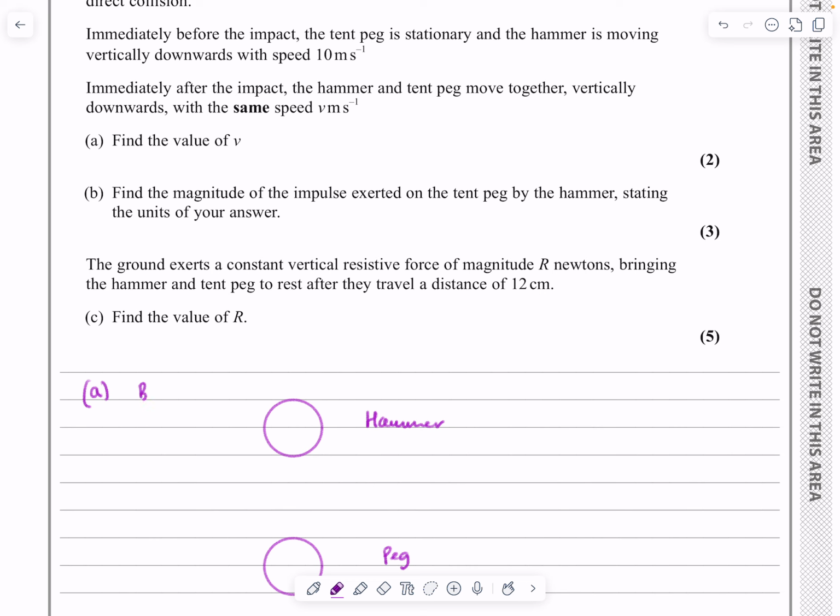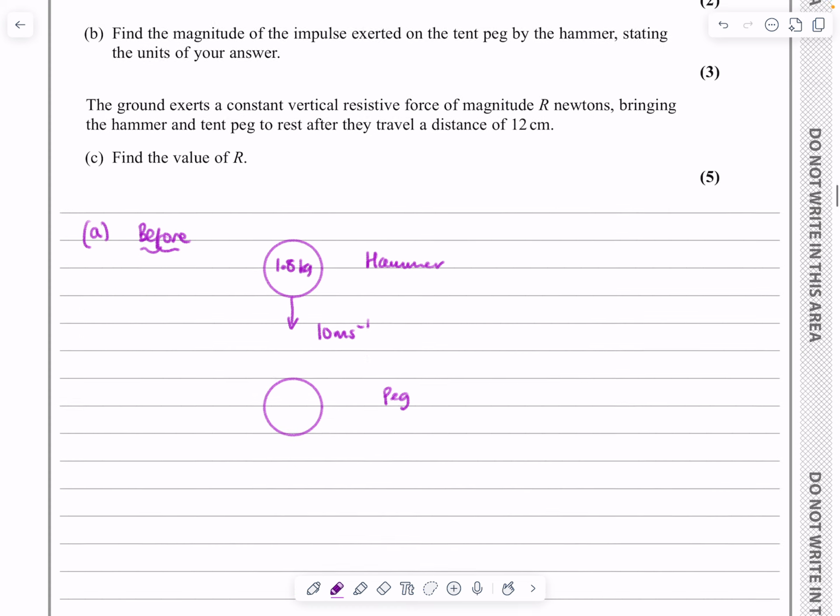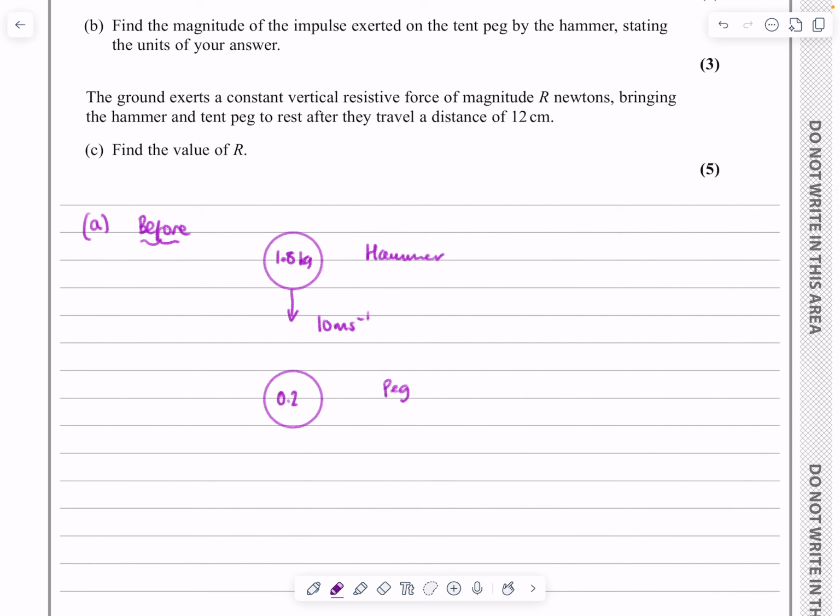Beforehand, the hammer is moving at 10 meters per second, and it weighs 1.8 kilograms, and the peg, which weighs 0.2 kilograms, isn't moving at all. So I can put 0 there, just to make it nice and clear with what we're going on.